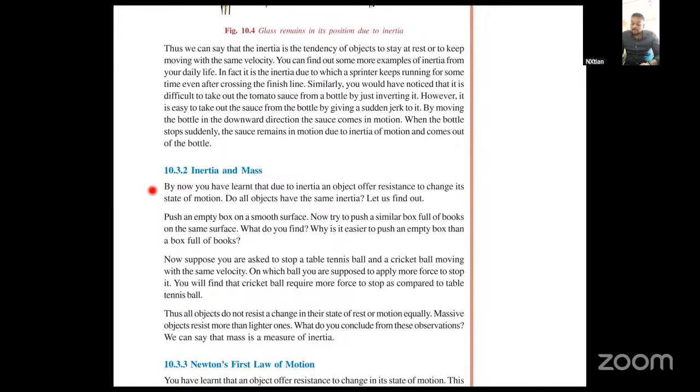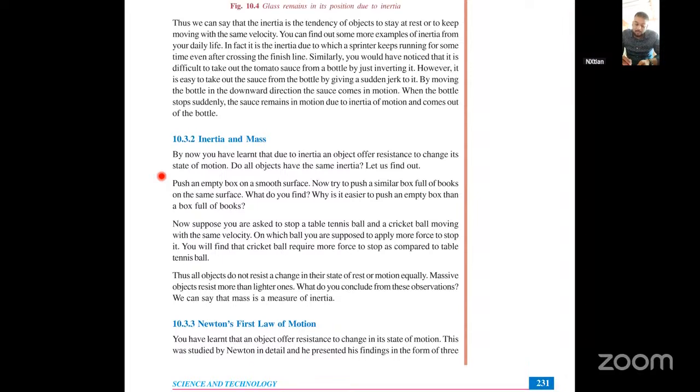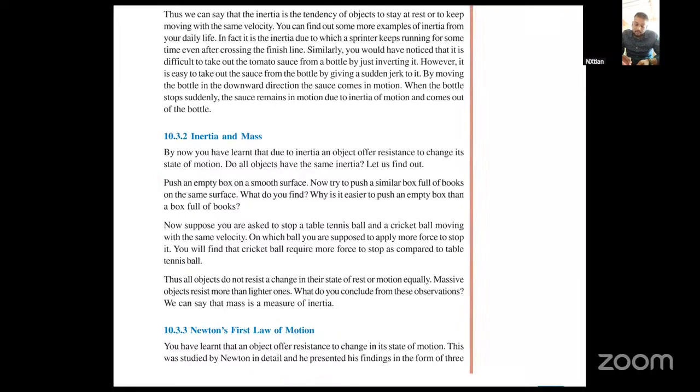Yeah, this is a very important line. They can ask you in MCQs also. The most important thing is that a massive object can resist more than lighter ones. You can conclude that mass is the measure of inertia. If it has more mass, then it will have more inertia. If it has less mass, then it will have less inertia.